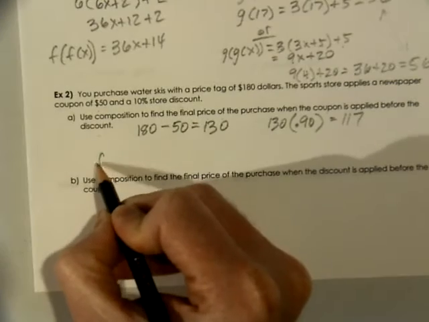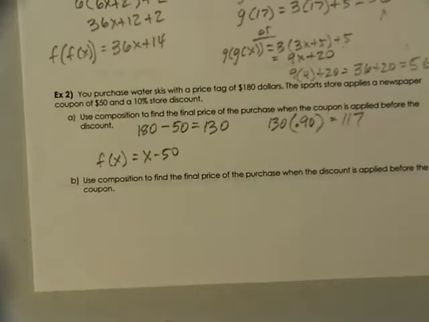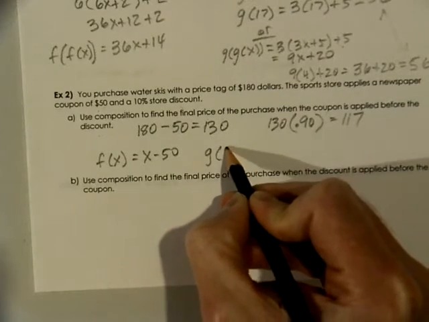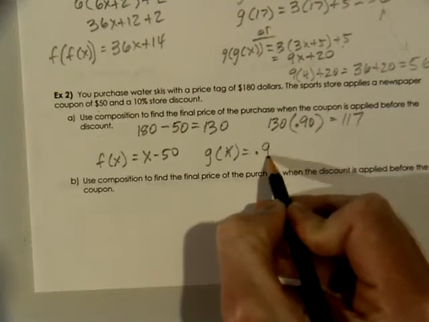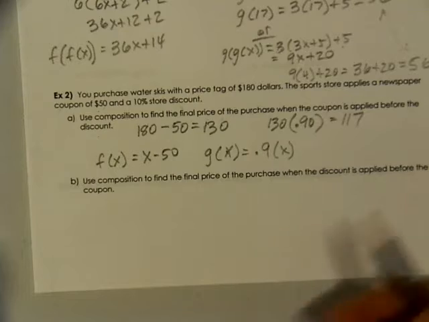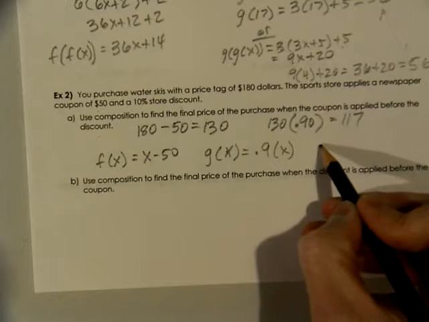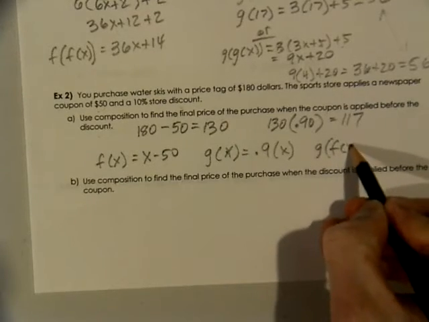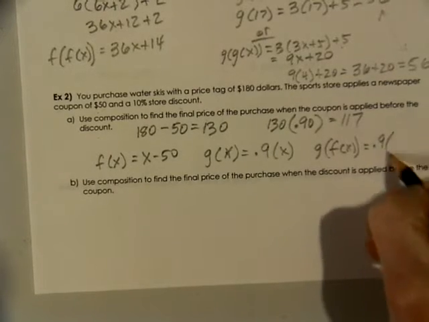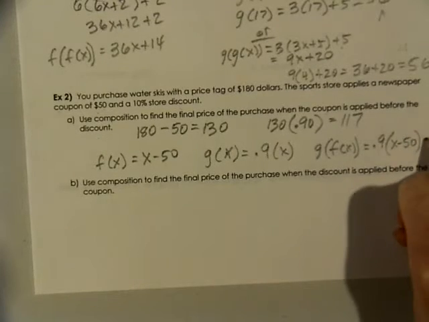So if you had an f function called x minus 50 and a g function of 90% of your price, what we have done here, we have done this calculation first. So we're doing g of f of x. We're doing 90% of taking $50 off.